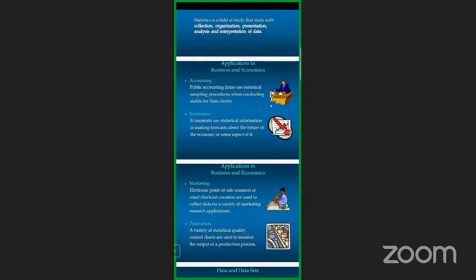Even in production, a variety of statistical quality control charts are used to monitor the output of a production process. Like that, in every field we are using statistical techniques to analyze and present data for future reference purposes. For that reason, we are using some techniques which are called quantitative techniques.